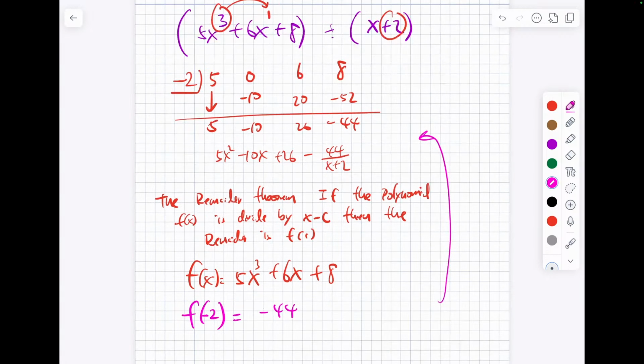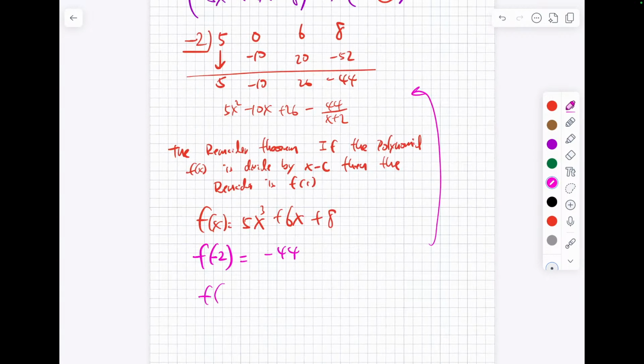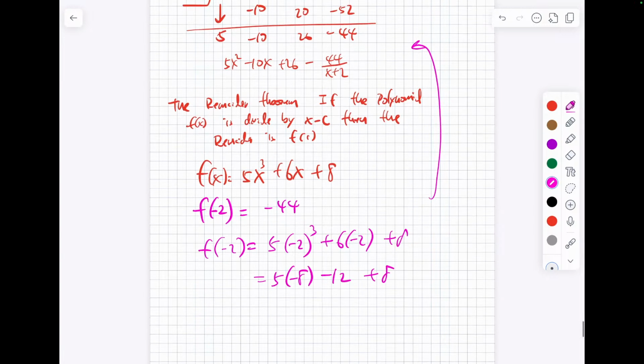And if you don't believe me, that's fine. Plug in negative 2 into the function. And this idea is on the SAT, by the way. So it's going to be 5 times negative 2 to the third plus 6 times negative 2 plus 8. What's negative 2 to the third power? Negative 8. So negative 8 times 5, that's negative 40, and then negative 12 plus 8.